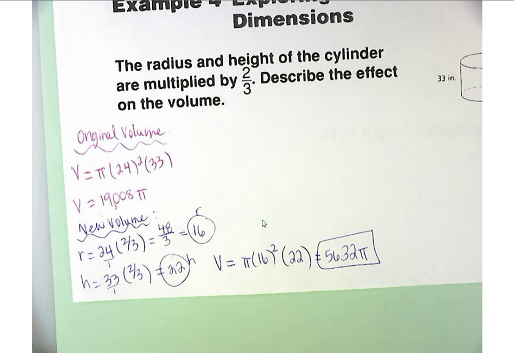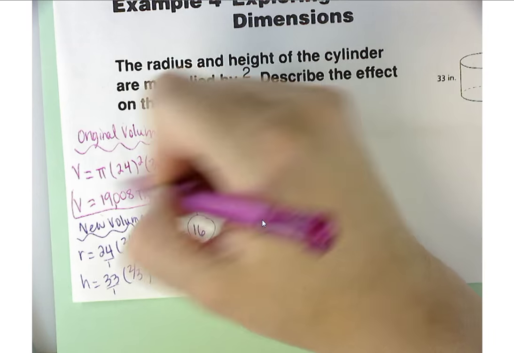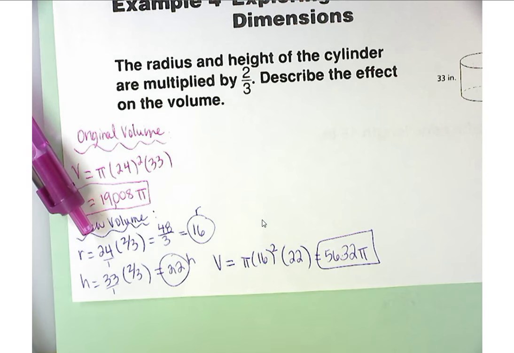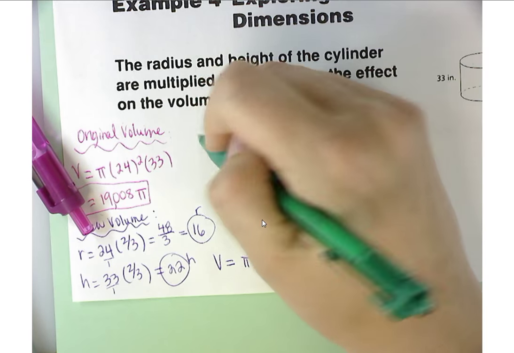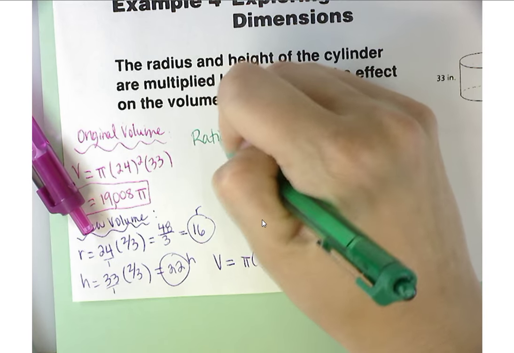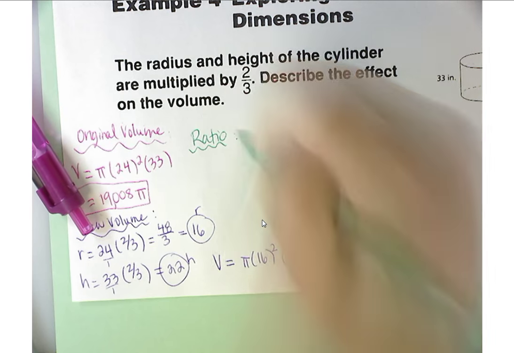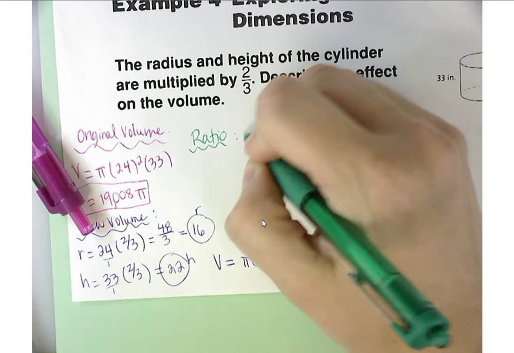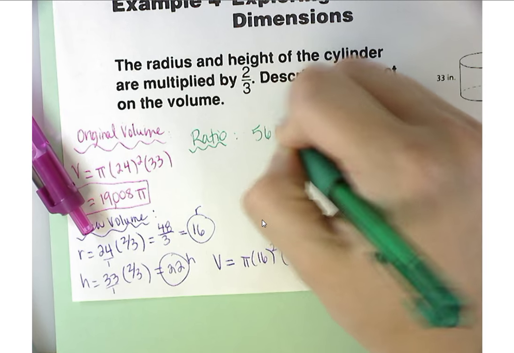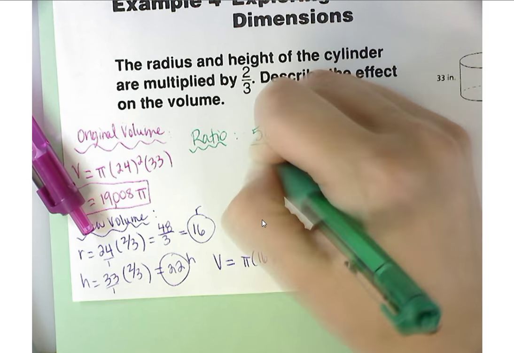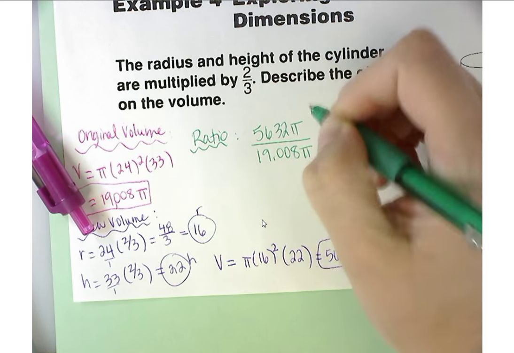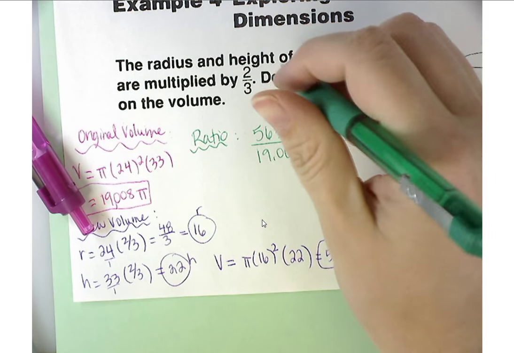All right, now to find the effect, we have to find the what? Good, the ratio. So we're going to do the ratio of the new volume to the old volume, which would be 5,632 pi over 19,008 pi. So the pi's are going to cancel out.